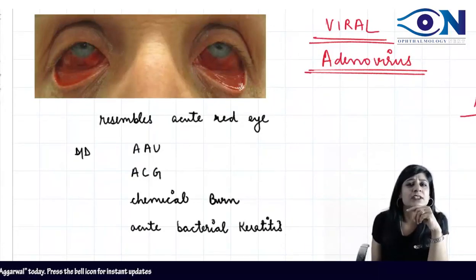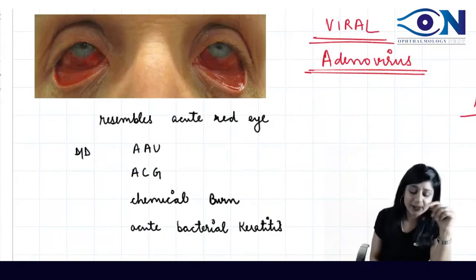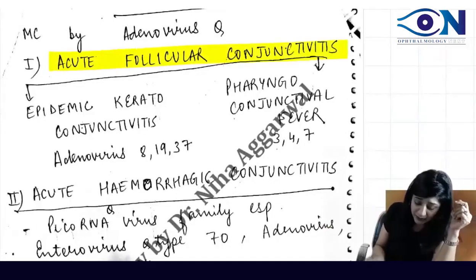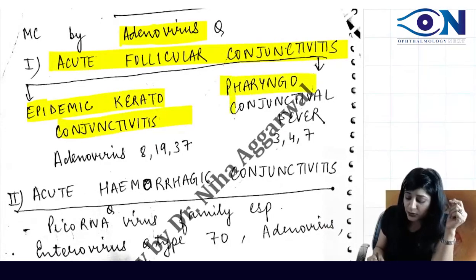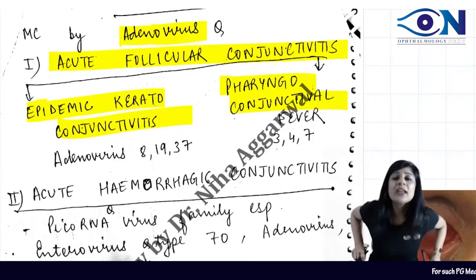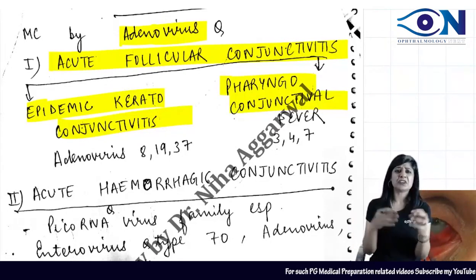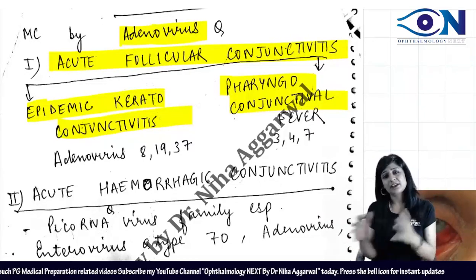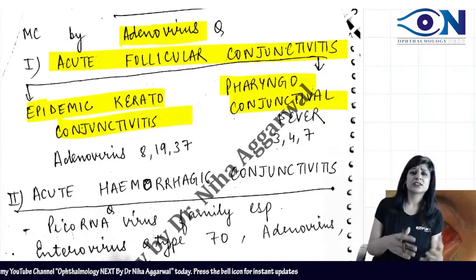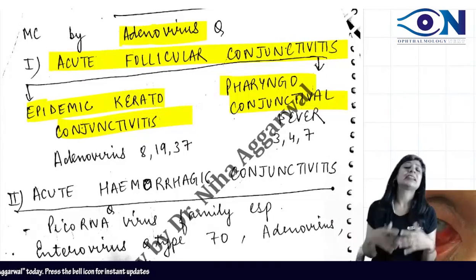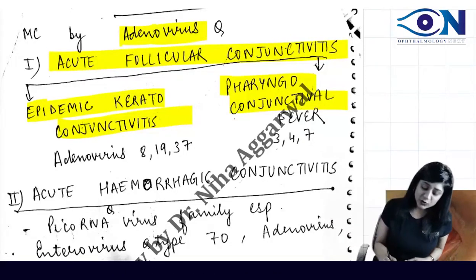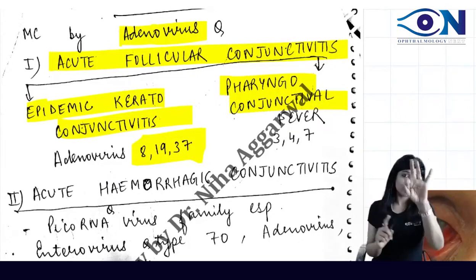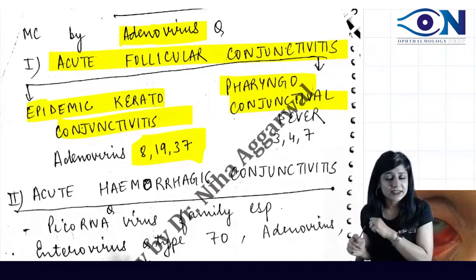A very, very important one is follicular conjunctivitis. Now, when I talk about the follicular conjunctivitis, always remember that there are two forms. One is the epidemic, meaning when you have a lot of eye flu spreading in the societies, in the hostels and the colonies, everywhere. That is your eye flu or the epidemics. That is caused by the adenovirus, which species? We have 8, 19 and 37. So 8, 19 and 37.